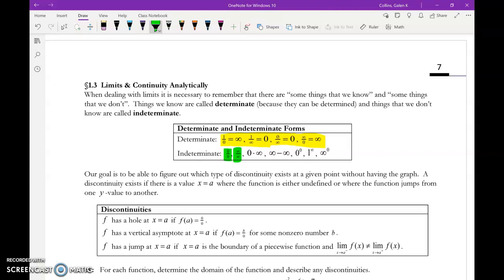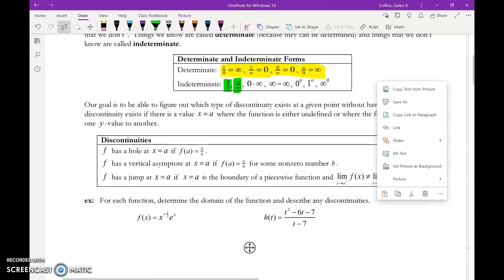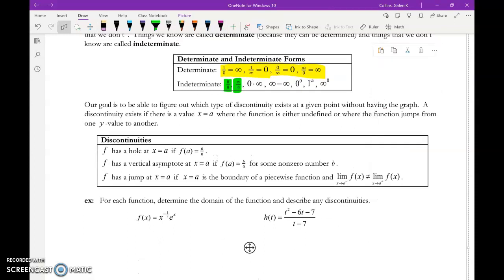All right, so we talked about discontinuities in our last section. So just a reminder, if I have a function f and I evaluate f for some particular value a, if I yield 0 over 0, that is a hole in the graph. So 0 over 0 indicates that a function has a hole in the graph.